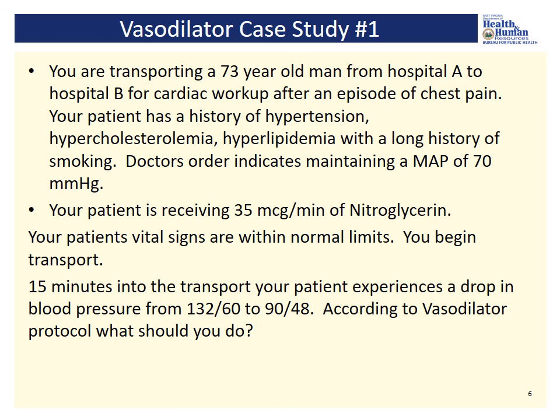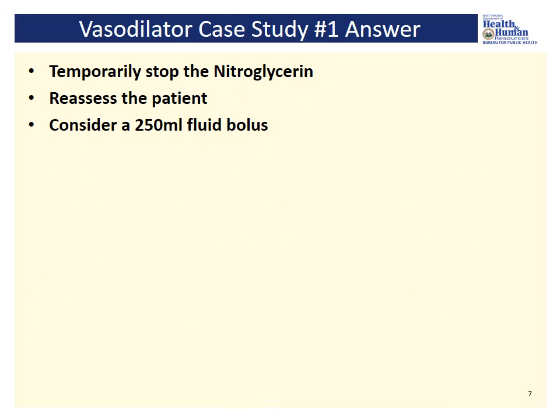Your patient's vital signs are within normal limits. You begin to transport. 15 minutes into the transport, your patient experiences a drop in blood pressure from 132/60 to 90/48. According to the Vasodilator protocol, what should you do? You should temporarily stop the nitroglycerin. You should lay the patient flat, reassess the patient, consider a 250 milliliter fluid bolus.